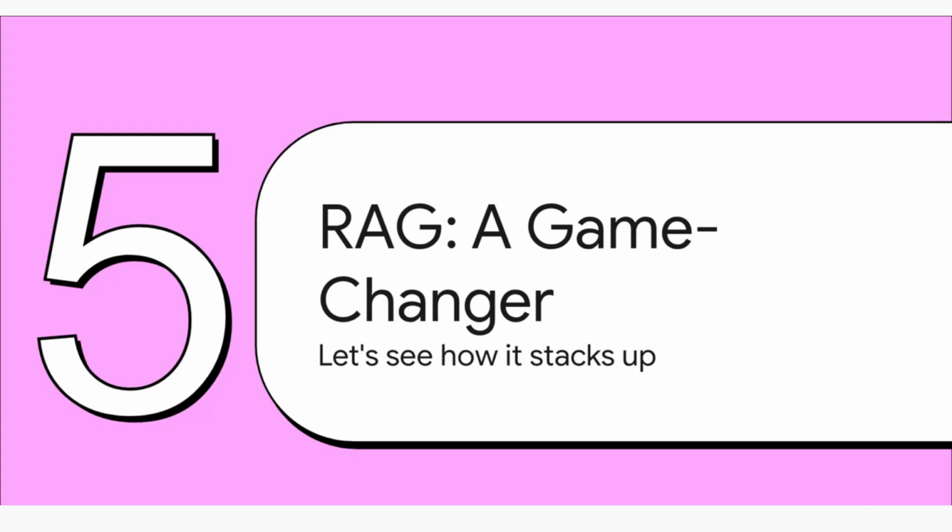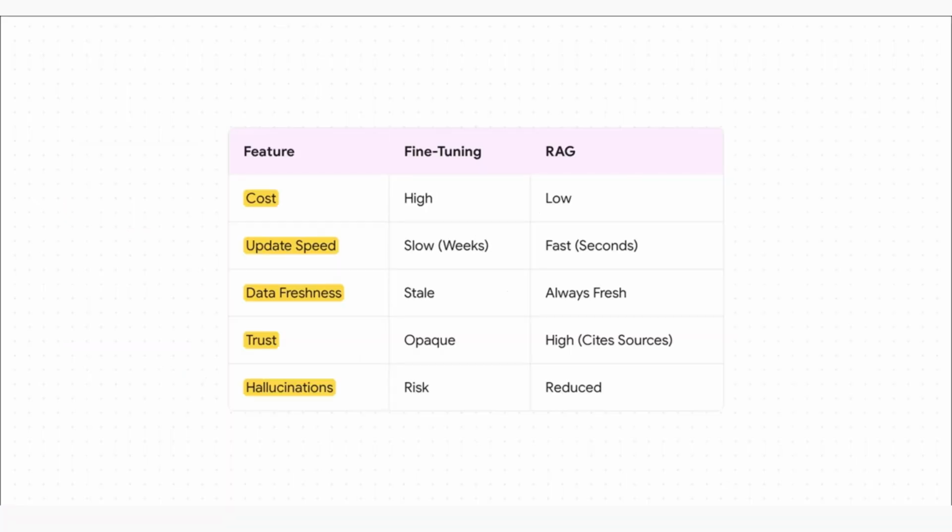So now that we see the mechanics, let's go back and really understand why RAG is such a massive game changer, especially when you put it head-to-head with that old back-to-school fine-tuning method. This chart really tells the whole story. Let's look at cost. RAG is way, way cheaper. What about speed? Well, fine-tuning can take weeks to retrain the whole model. With RAG, you can add a new document to your library in seconds. That means your data is always up to date, not stale.